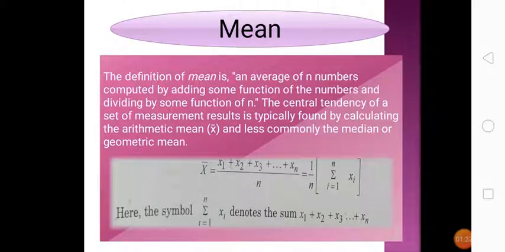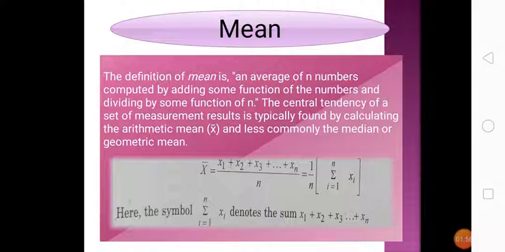What is mean? The definition of mean is an average of n numbers computed by adding some function of the numbers and dividing by some function of n. The central tendency of a set of measurement results is typically found by calculating the arithmetic mean, x bar. It is denoted by arithmetic variables denoted by x, and less commonly the median or geometric mean.